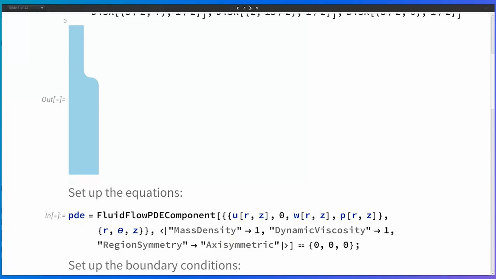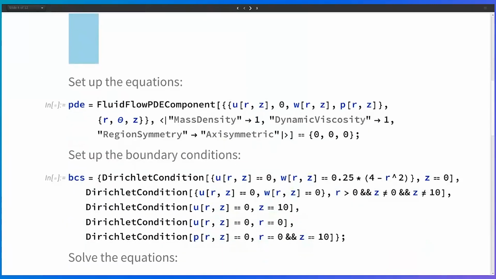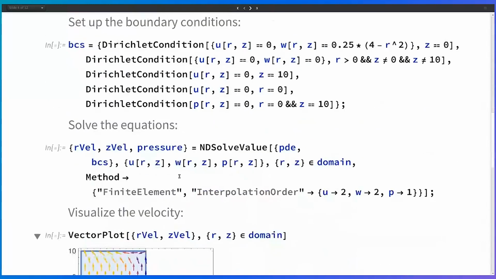And then on the top and here on the left, we have the outflow boundary condition and the axis of symmetry boundary condition. The final boundary condition is for the pressure, and this is here to obtain a unique solution. Then we solve the equations using NDSolve, and here I would like to point out this interpolation order.